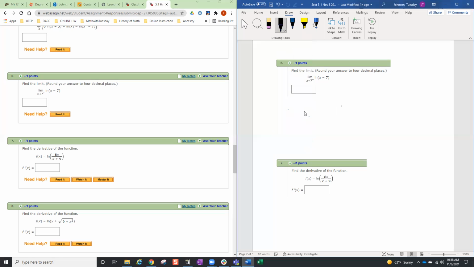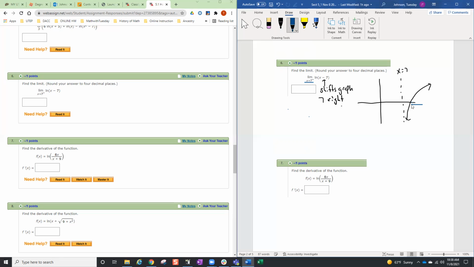Okay. So find the limit. The natural log of x minus 7. What we know is this shifts the graph 7 to the right. So if we graph the natural log and then shift it 7 to the right, it'll look like this. But we want to know what's going on as x approaches 7 from the right.